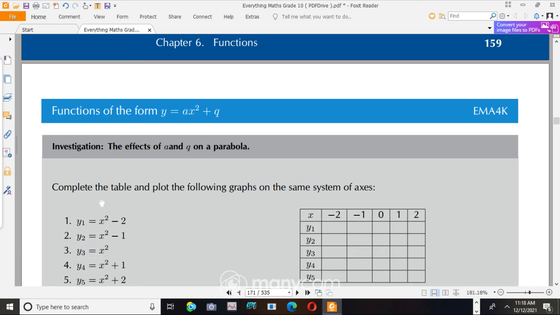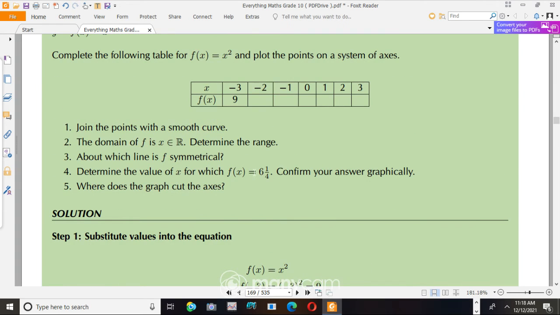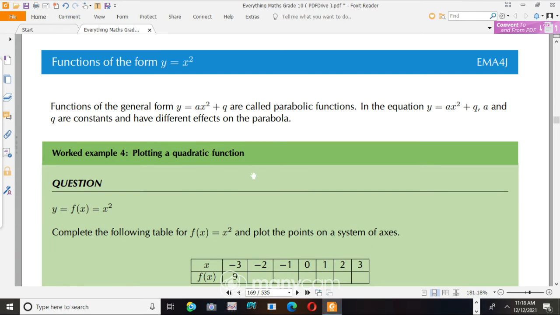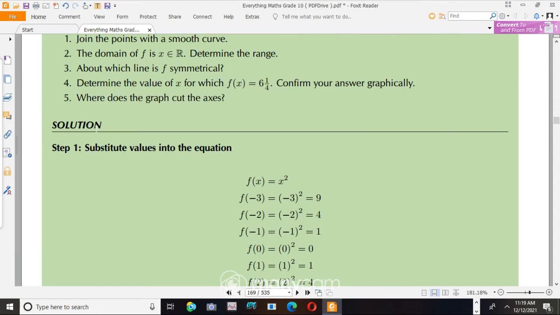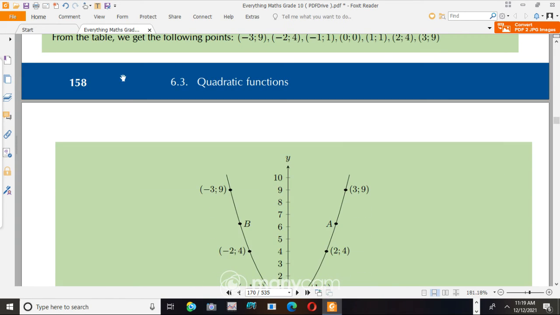The function of the form y equals ax squared plus q. The effect of a and q on the parabola. The quadratic function has this form. A function of the general form y equals ax squared plus q is known as a parabolic function. a and q are constants. Here it is parabolic, because a is 1 and q is 0, and because they are constants, it is parabolic.